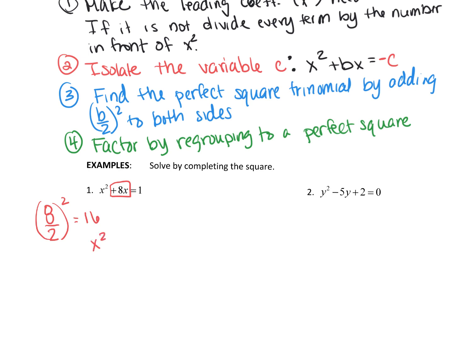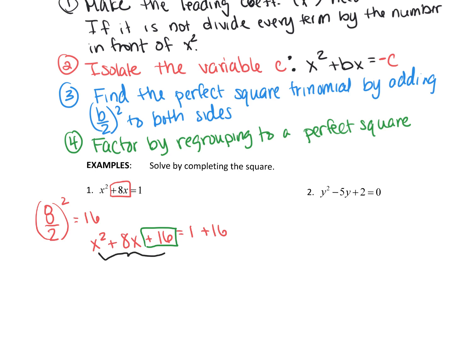So what that means is this. I'm going to do x squared plus 8x plus 16 is equal to 1. Now, here's what happens. Because I've added 16 here, I have to keep this problem exactly the same. I need to add another 16 on this side, but that doesn't change the problem. What I've done is I've factored this. Now I can go and do step 4, which is to factor by regrouping.